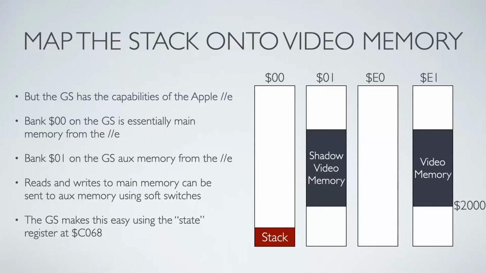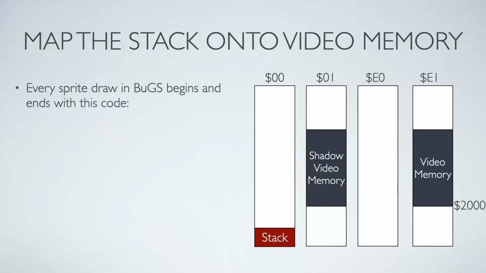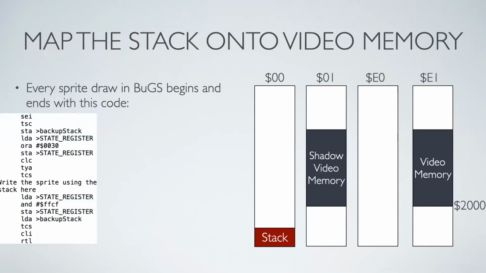The GS brought these switches together into a state register at address C068, and using that we can direct reads and writes that normally go to bank 0 to instead be redirected to bank 1, which includes writes made to the stack. Every routine which draws a sprite in BuGS begins and ends with this assembly code.